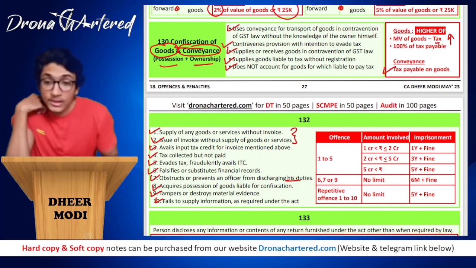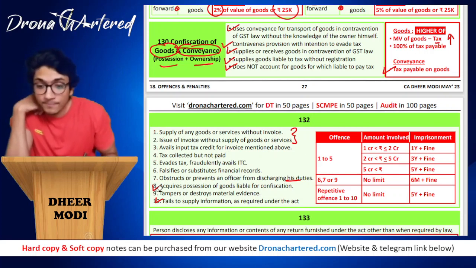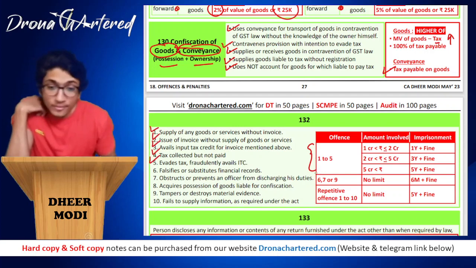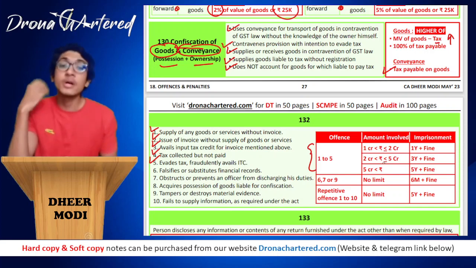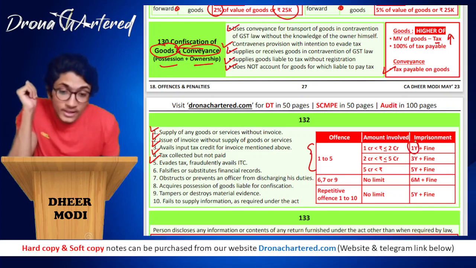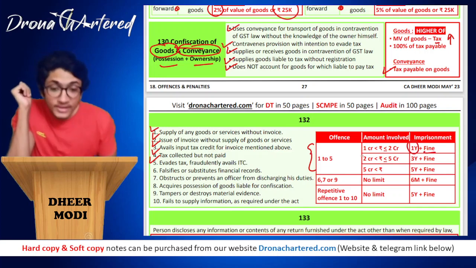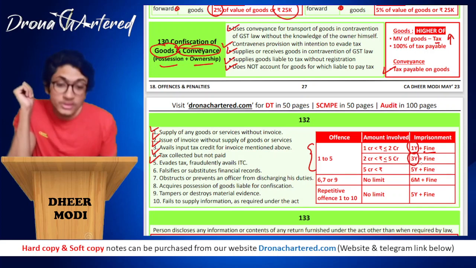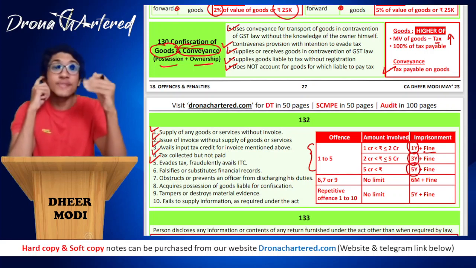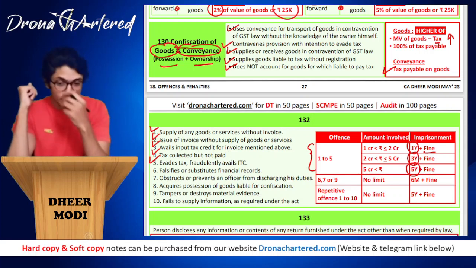So for offenses 1 to 5, that is these 5. For offenses 1 to 5, if the amount involved is between 1 crore and 2 crore, your imprisonment will be 1 year plus fine. If it is between 2 crore and 5 crore, it will be 3 years. And if it is more than 5 crore, it will be 5 years. So 1, 3 and 5, 1 year, 3 years and 5 years plus your fine.